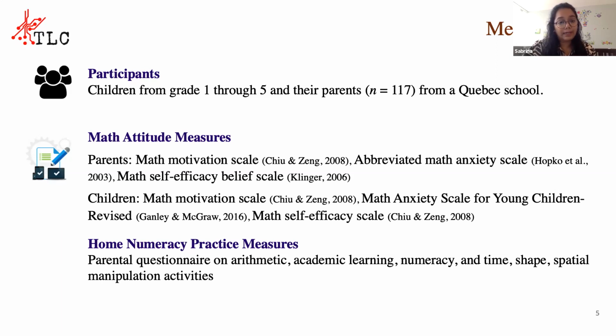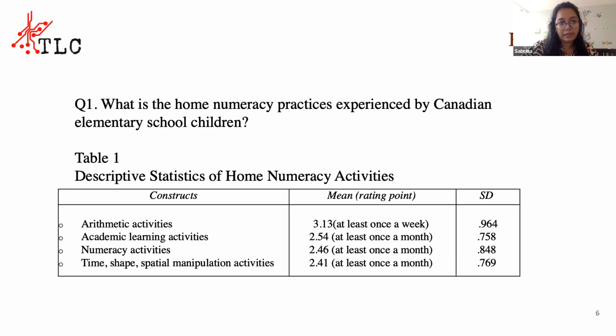For the home numeracy practice measure, we used a parent questionnaire which was developed asking about five domains of home numeracy practice: arithmetic, academic learning, numeracy, and time, shape and spatial manipulation activities. Like the math attitude measures, the home numeracy practice measures were 5-point Likert type scales, from 1 being never to 5 being always. So those were the measurement tools for this study. And then we did the preliminary analysis.